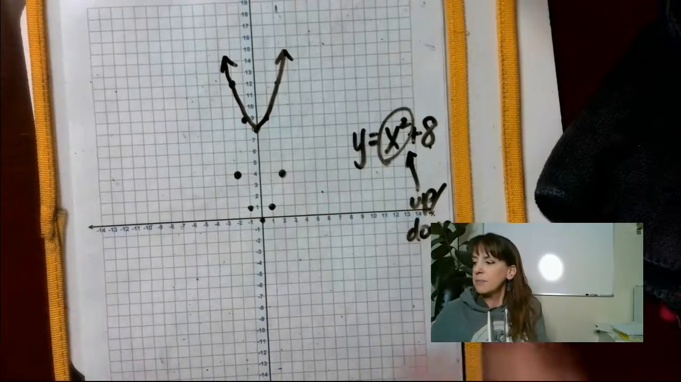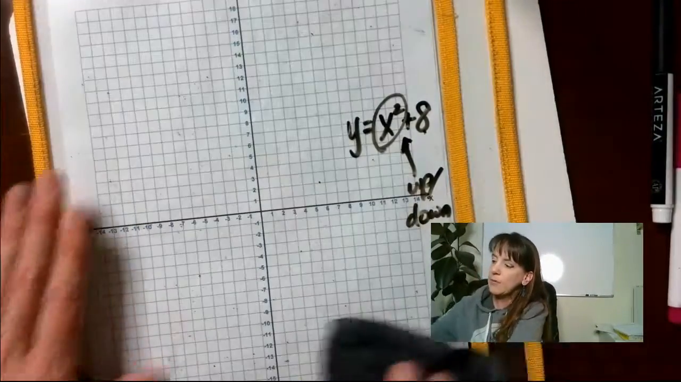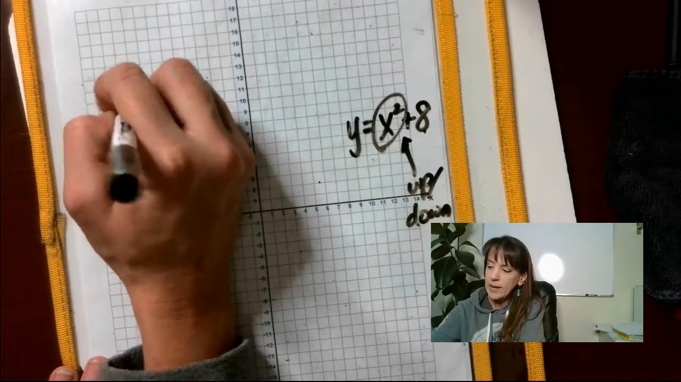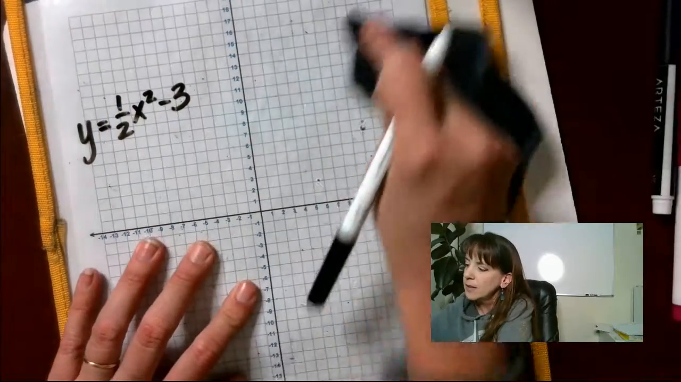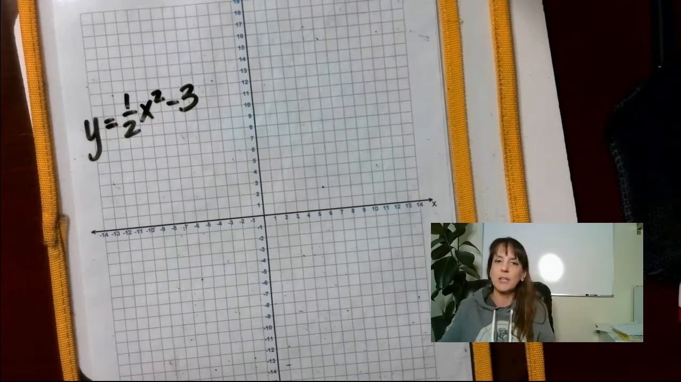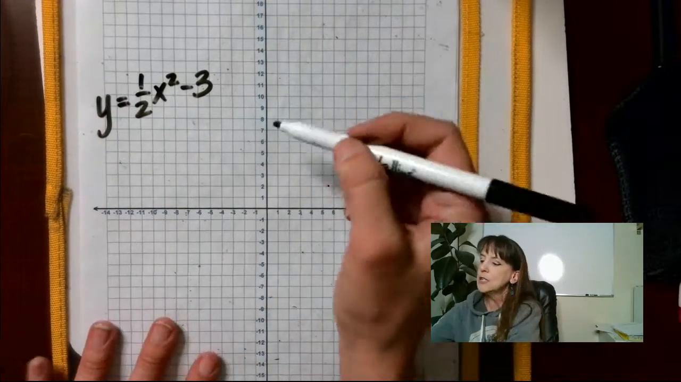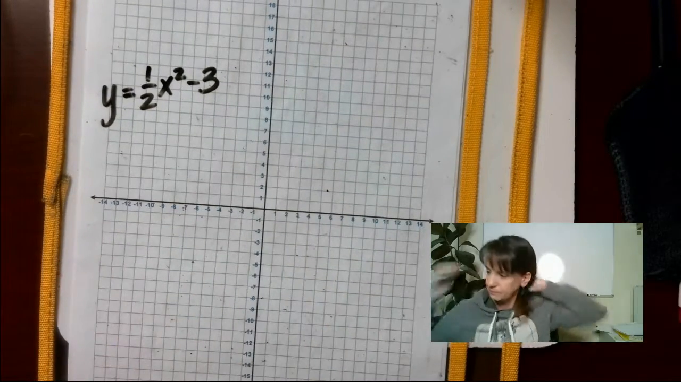So, keeping that in mind, what I would like you to do is go ahead and pause the video and graph y equals 1/2 x squared minus 3. You'll want to make an XY chart for this, but you know that it is going to go down 3. Okay? So hopefully you pause the video, graph that, use your XY chart, and come on back.